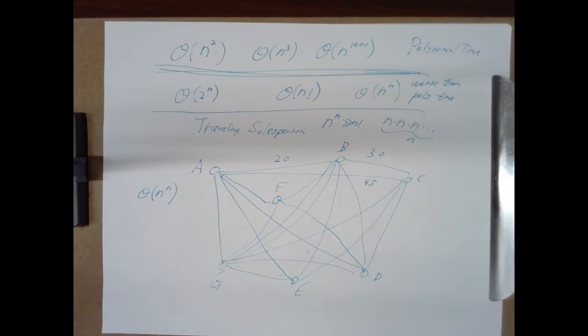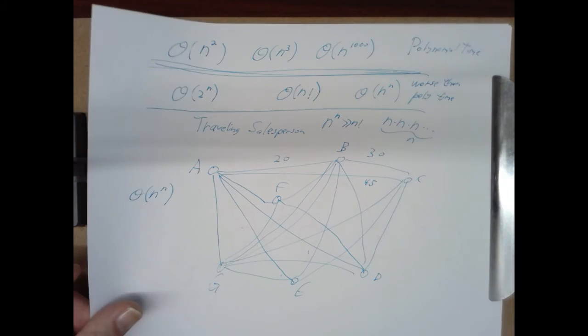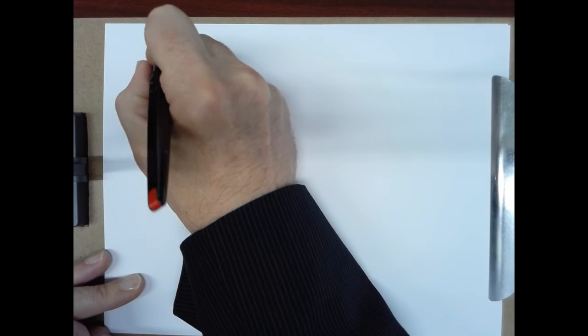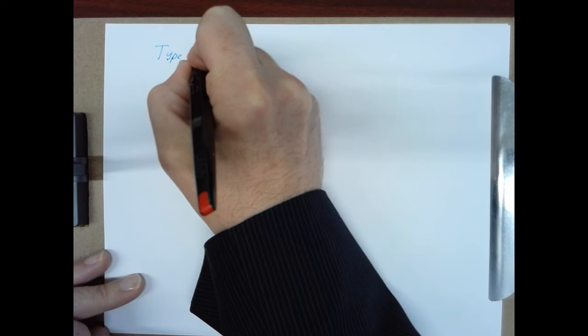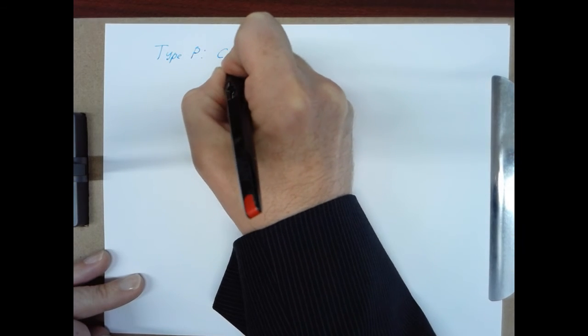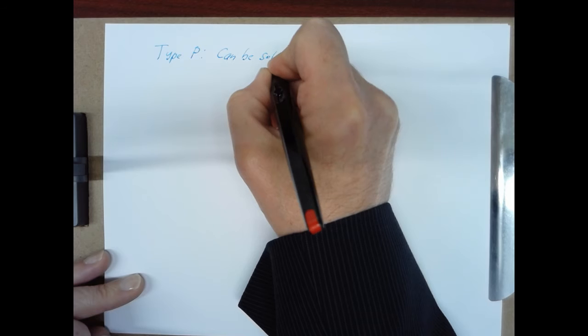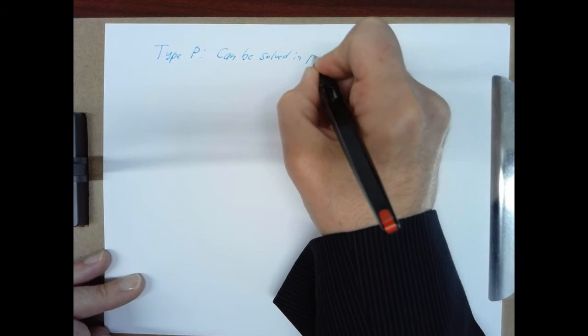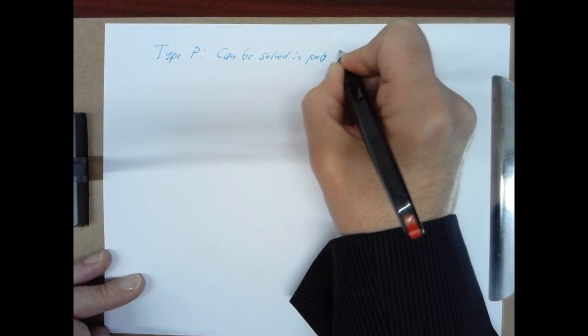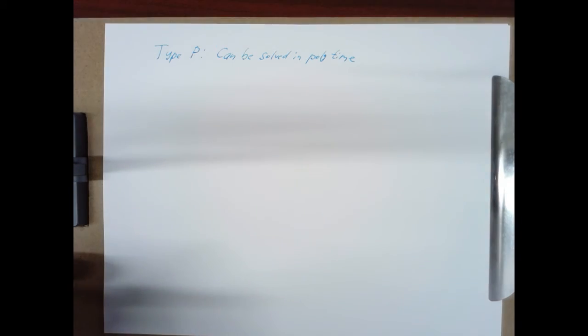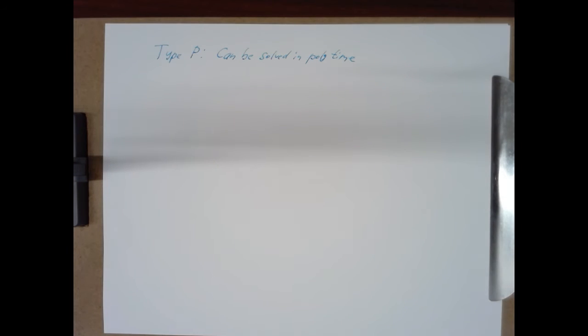So we make this distinction between problems that can be solved in polynomial time and those that cannot. So if a problem can be solved in polynomial time, we say that it's a type P problem. But what do we mean by solving it in polynomial time? Solving it with what kind of machine? With a Turing machine.